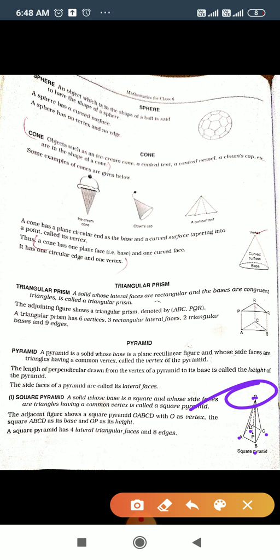A square pyramid has 4 lateral triangular faces and 8 edges. 4 lateral triangle faces: 1, 2, complete, 3 and 1, and in the middle 4.